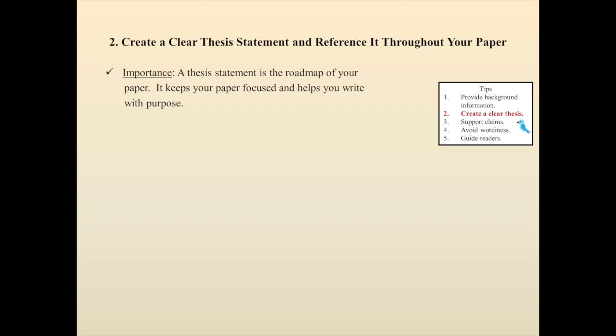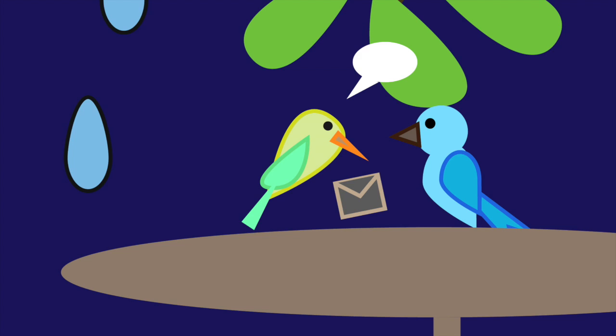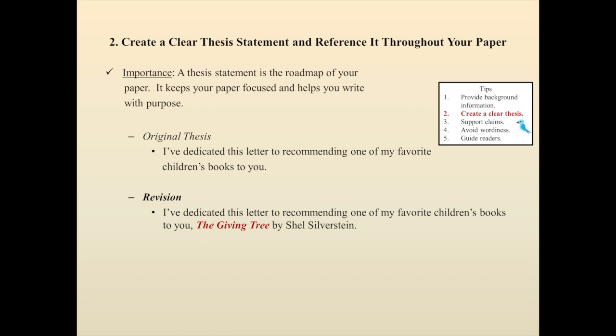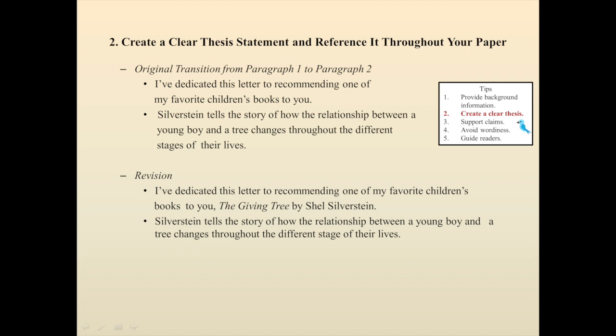A thesis statement is a roadmap of your paper. It keeps your paper focused and helps you write with purpose. You have a clear thesis statement, however, it is too vague. But when I read it, it makes sense to me. Can you please explain why you're confused? Perhaps you can mention the name and author of your favorite children's book in your thesis to identify what book you will be recommending. By doing so, you will also improve the transition between the first and second paragraph.